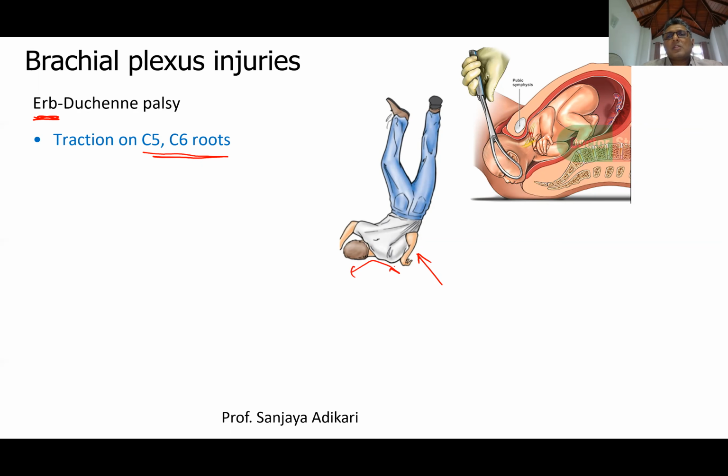Then another possibility is that during a complicated delivery, if you apply force to deliver the baby while the shoulders are stuck inside the birth canal, again the same thing can happen. There can be separation of the neck or the head and the shoulder. So that can actually give rise to bilateral Erb's palsy even. Not only unilateral, even bilateral. So remember this, upper roots, it's Erb's palsy.